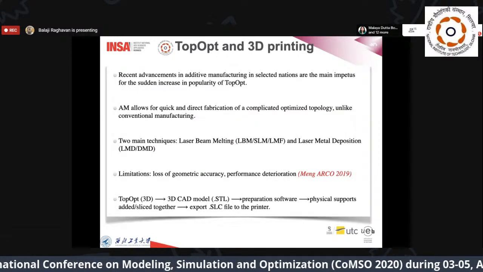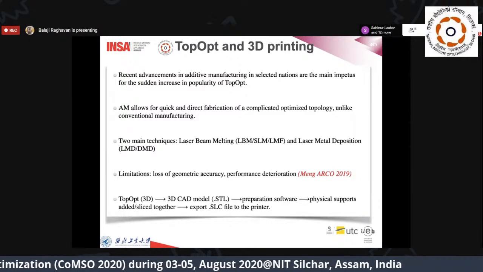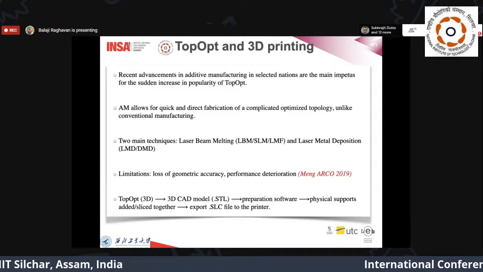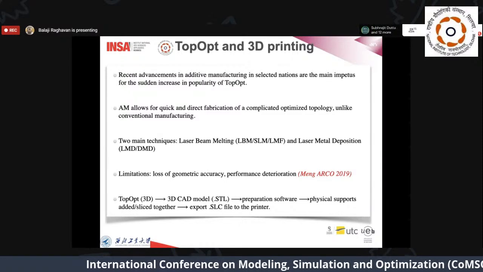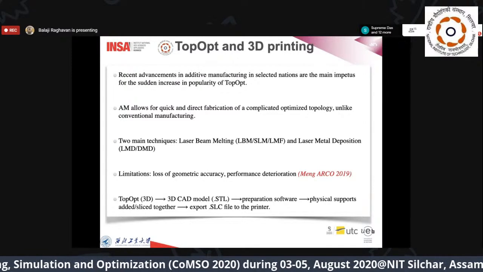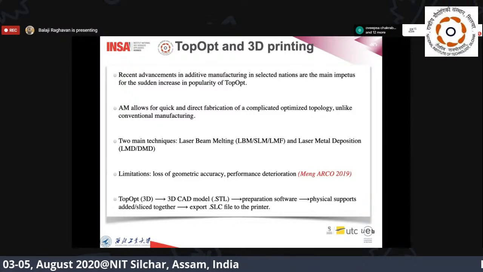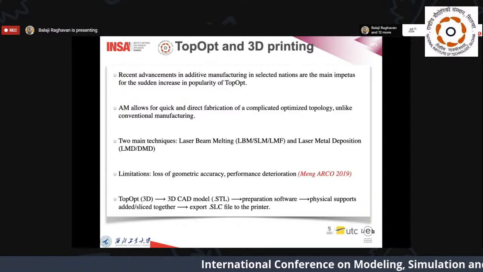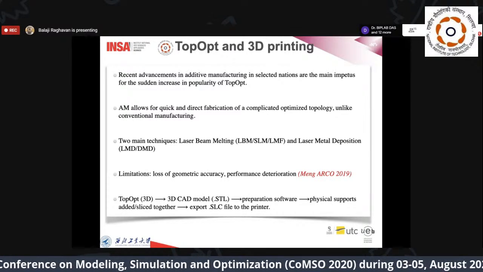So anyway, why did topology optimization explode recently? Because of recent advances in additive manufacturing. So I believe that these are the main impetus for the sudden increase in popularity of this subject. Additive manufacturing allows for quick and direct fabrication of a complicated optimized topology, unlike conventional manufacturing. You've got laser beam melting and laser metal deposition. Obviously, there are limitations which have been explained in a paper by my former PhD student, Mr. Meng Liang. Loss of geometric accuracy and performance deterioration.